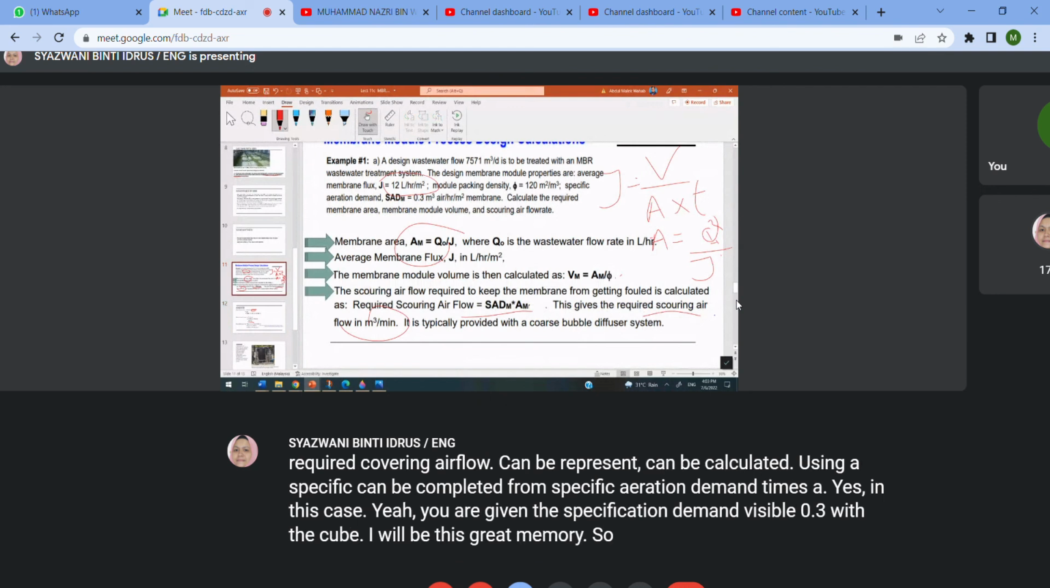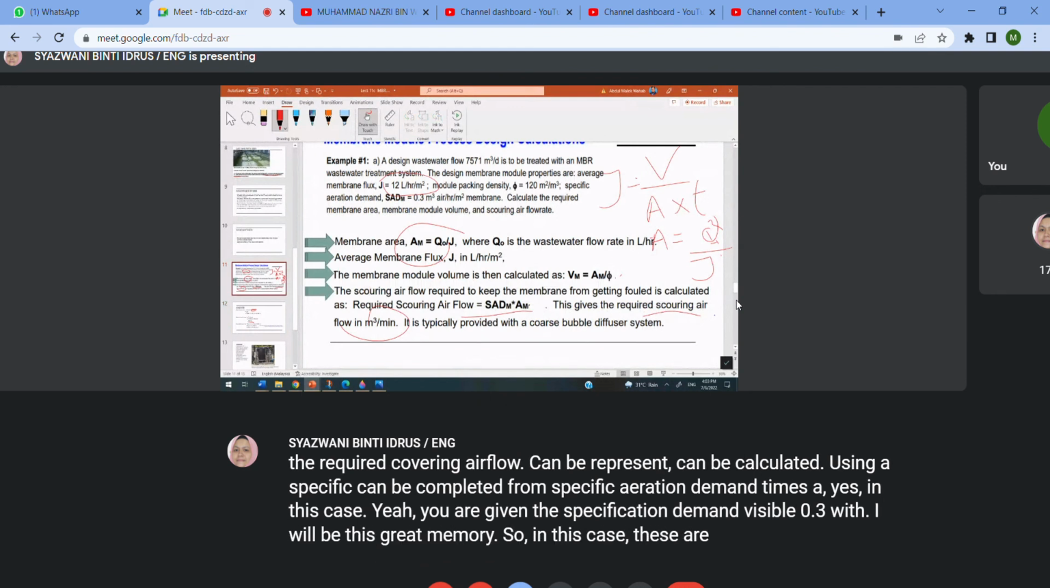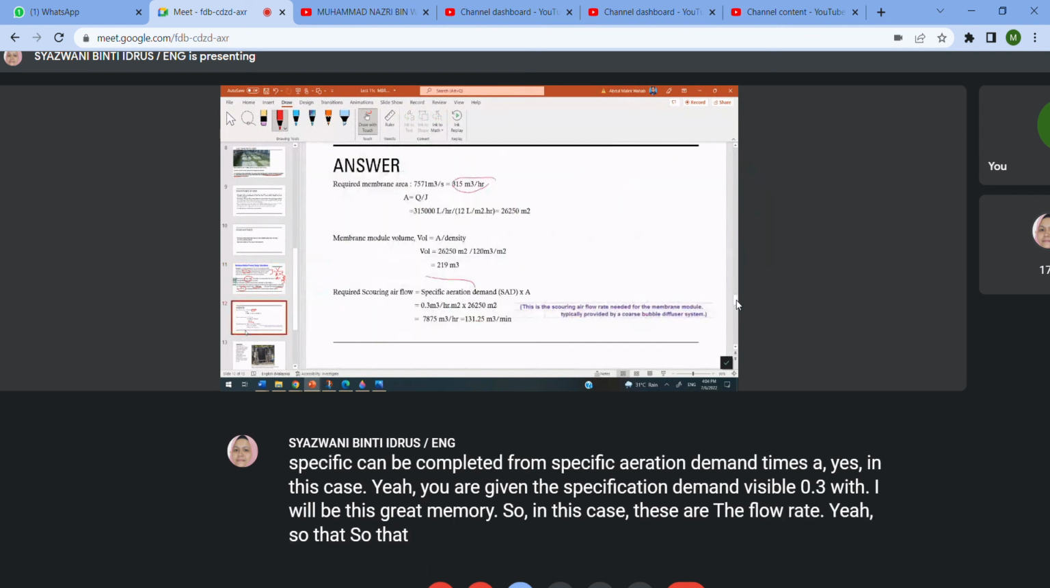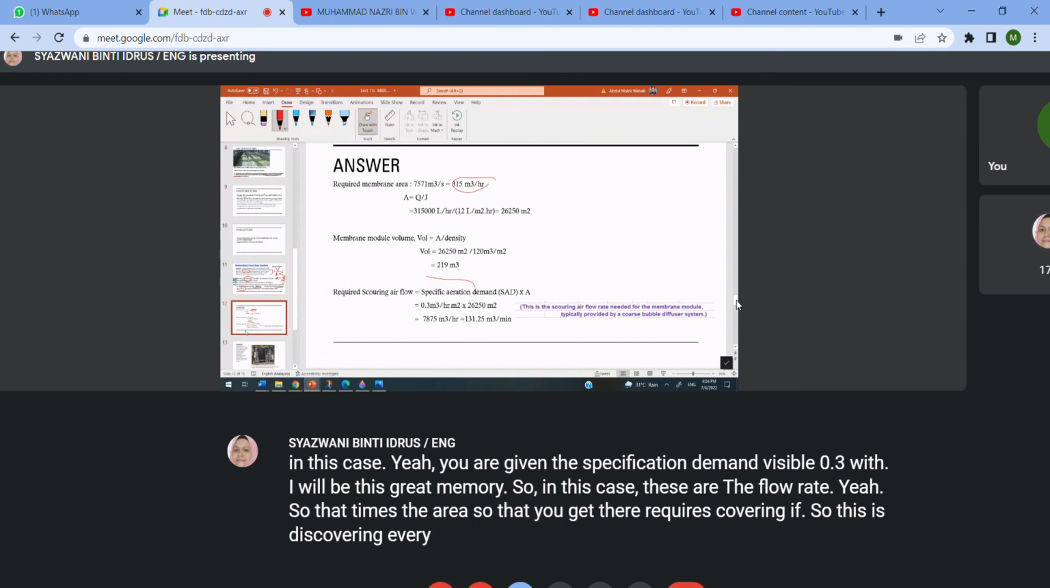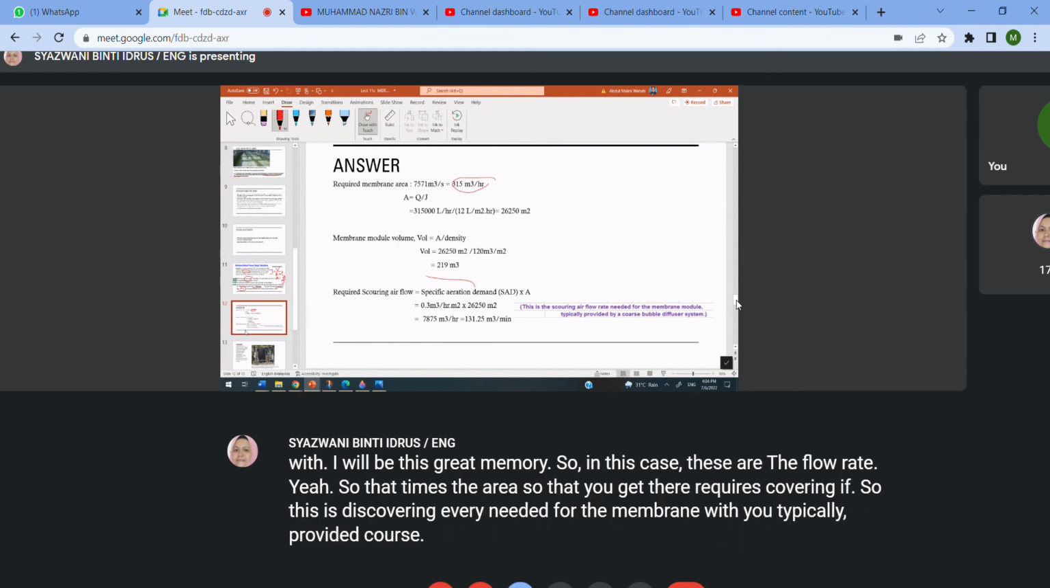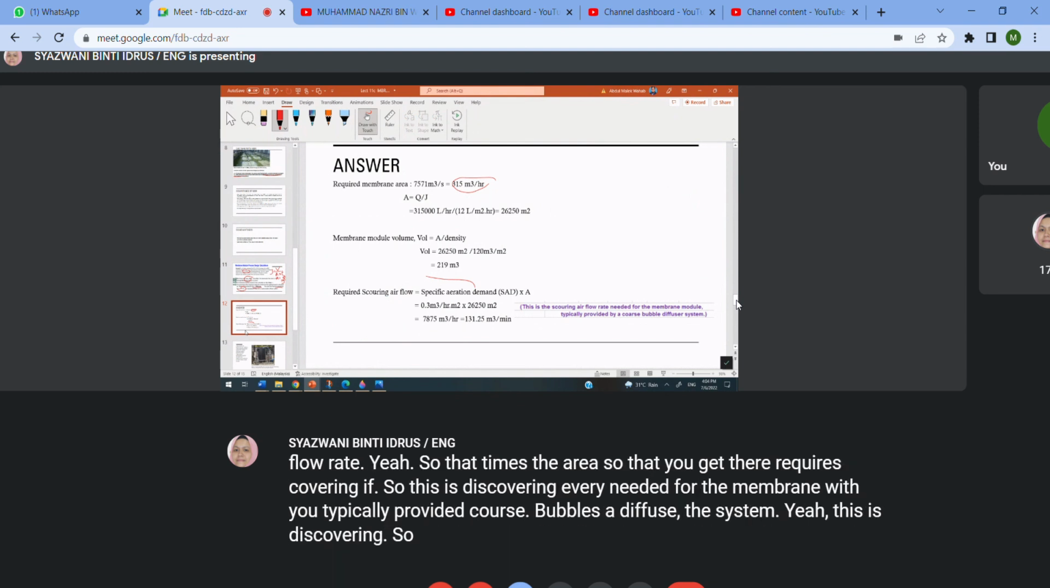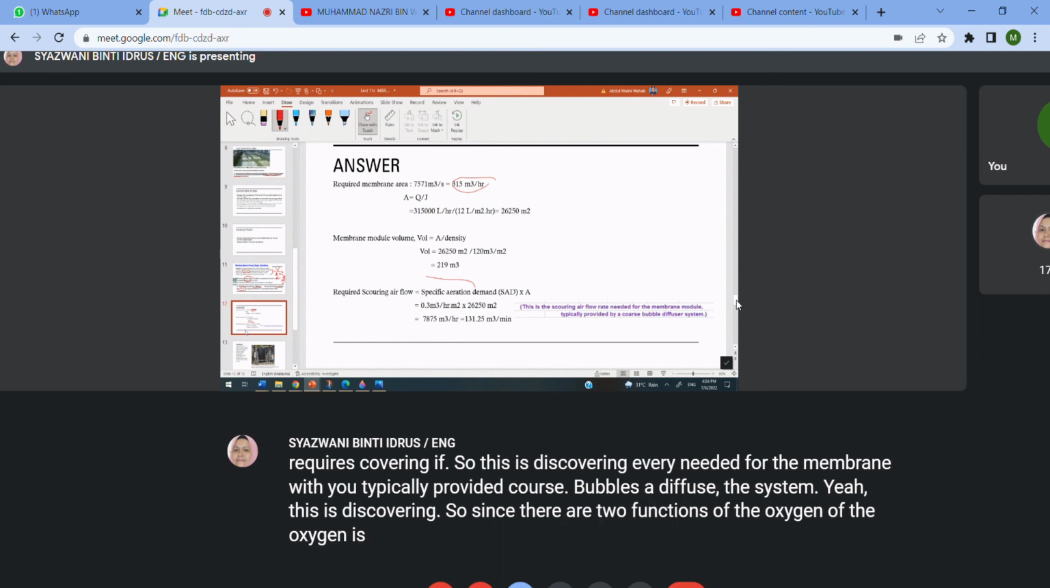So this is the flow rate of the aeration unit, times the area, so that you will get the required scouring airflow. This is the scouring airflow rate needed for the membrane module, typically provided by a coarse bubble diffuser system. This is the scouring rate. So since there are two functions of the oxygen, oxygen that supplies the aeration.